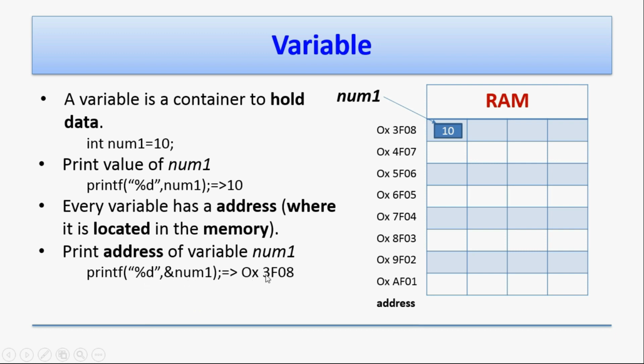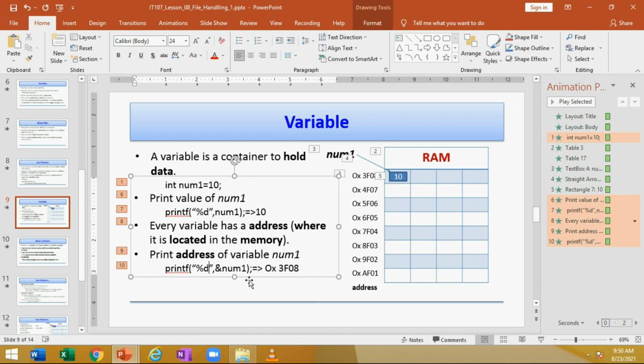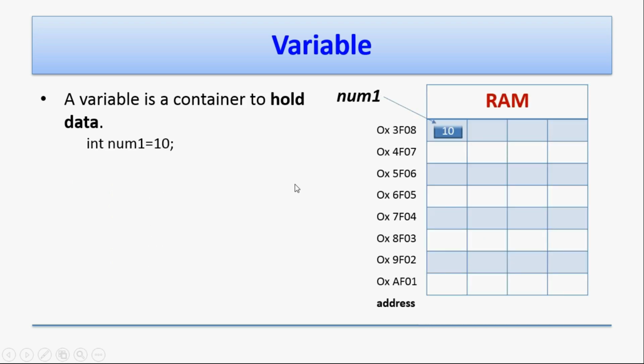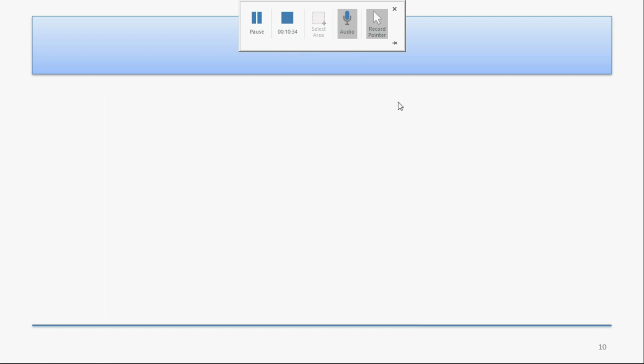If you want to print the hexadecimal value, here we have to put the hexadecimal format, so that should be x. So x is the hexadecimal format. So if you want to print the address of the variable, we can use the format x, and the address of num1 can be represented using & before the variable name, then it will print the relevant address, right? So in this case the address is hexadecimal 3f08, then it will be printed.